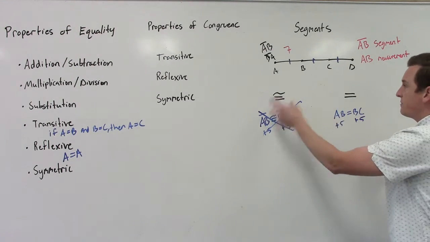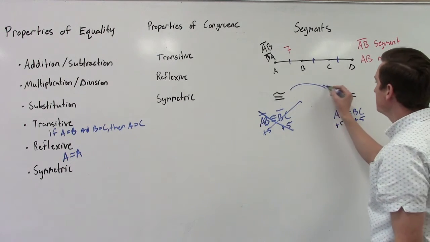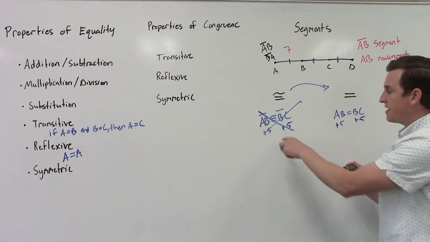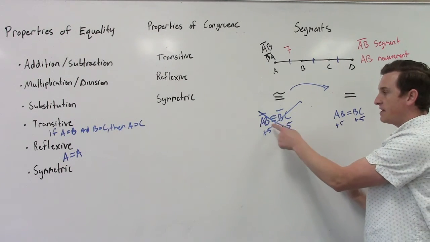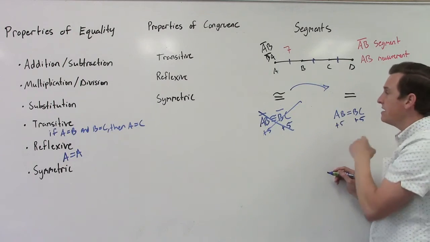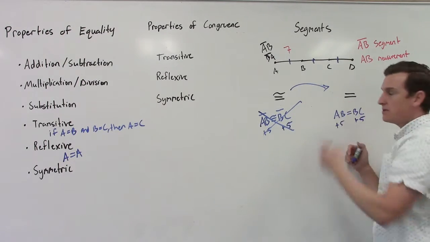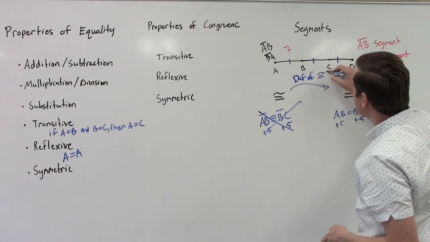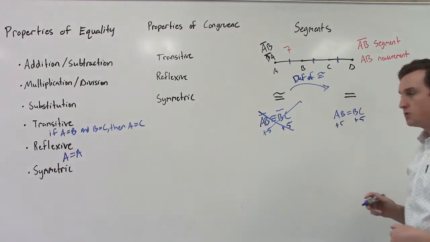Now the way that we get from here to here is basically to just use the definition of equality. If you know two things are congruent, you can say, okay, these two things are congruent, therefore their measures are equal, and then you can add 5 to it. So our bridge over from congruence to equality is the definition of congruent segments in this case, which we're going to use later.